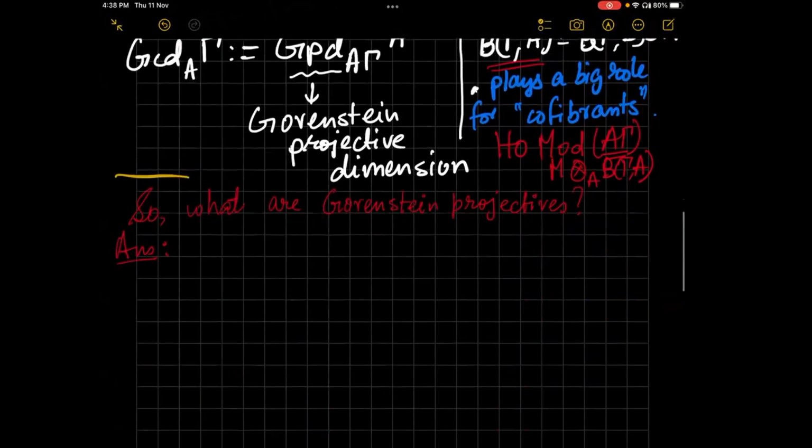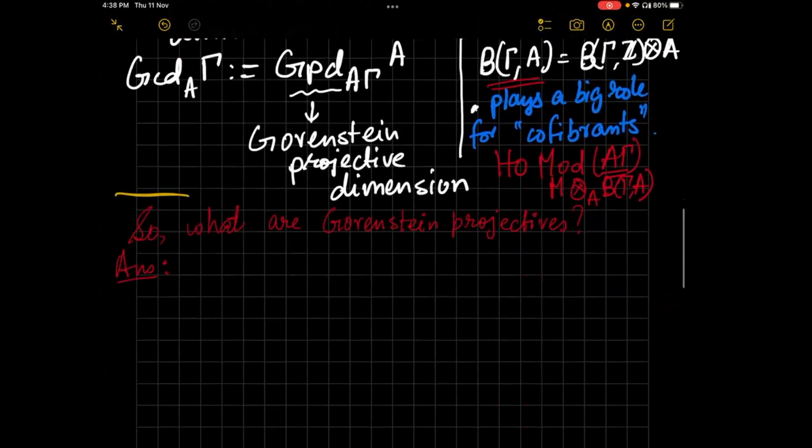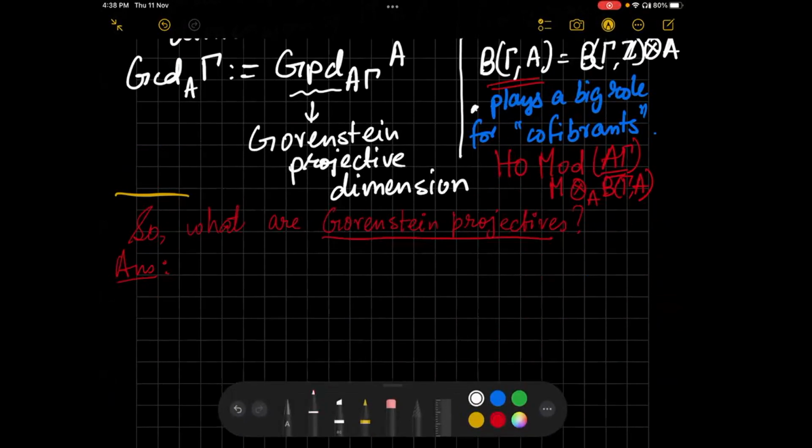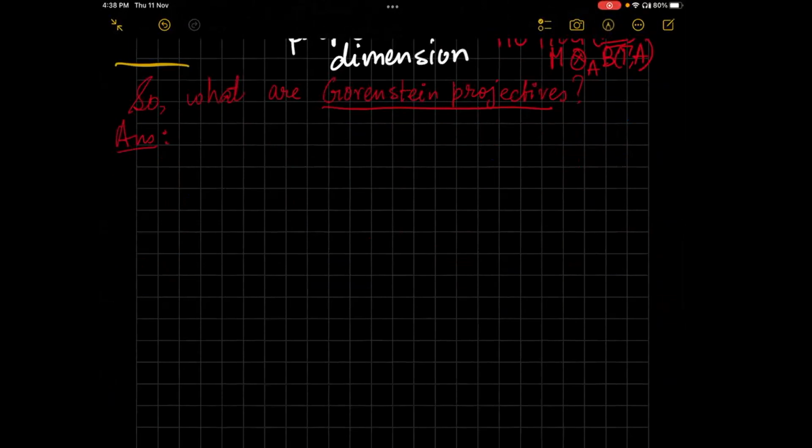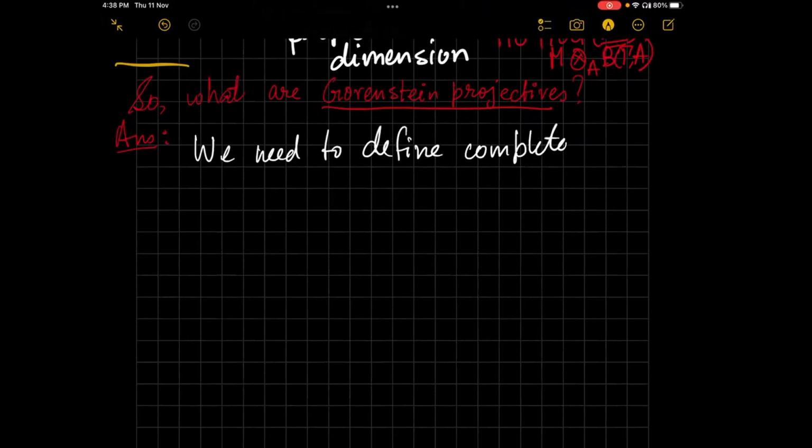So from this point, I'll be writing the talk live. To define the Gorenstein projective dimension, we first need to define Gorenstein projectives. To define Gorenstein projectives, we first need to define complete resolutions. You can just say totally acyclic complexes of projectives, but I'll still define complete resolution because that would be helpful. So what is a complete resolution?